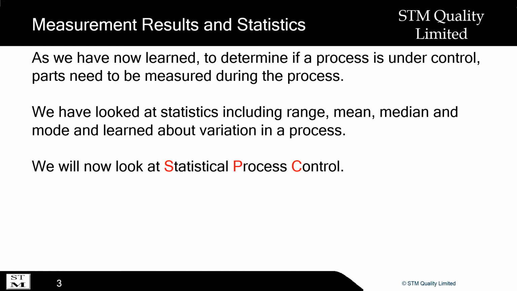As we have now learned, to determine if a process is under control, parts need to be measured during the process. We have looked at statistics, including range, mean, median and mode, and learned about variation in a process. We will now look at statistical process control.